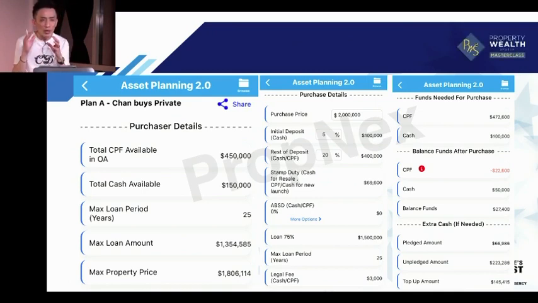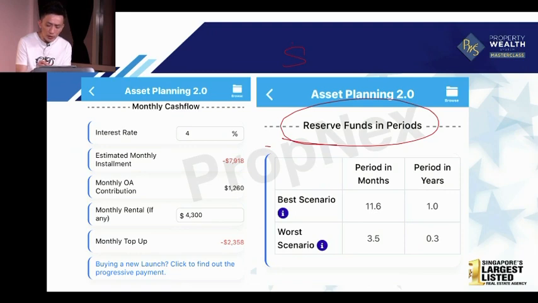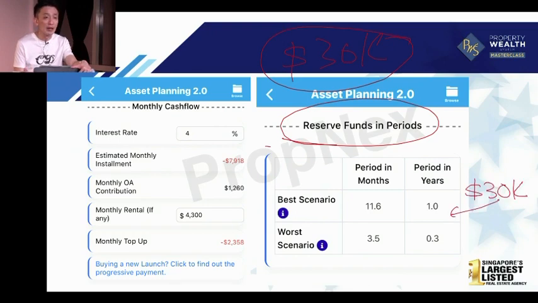In my trading class, you will actually learn how to determine whether you are comfortable to buy or not. Even my PropNex agents can advise how you can buy, which is the better option. But the most important crucial thing is what we call the reserve fund. Just now I mentioned, if I only have 30,000 left, is it safe for me or not? If I don't think it's safe to own something and I'm left with so little money, I feel insecure. If I really buy this property, my 30,000 can only last for 1 year. I feel very insecure.